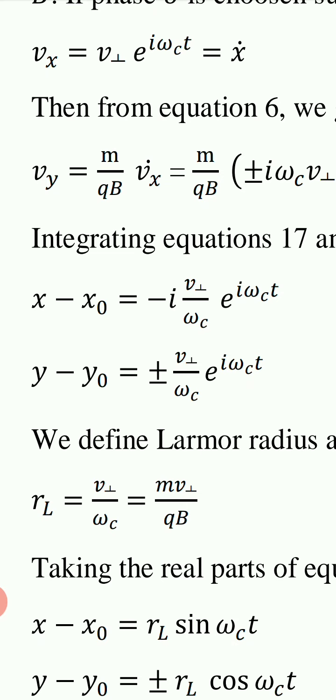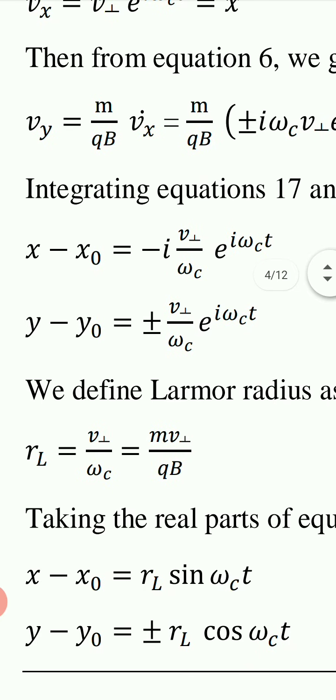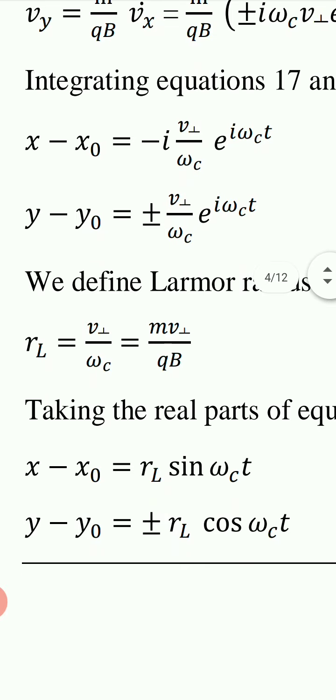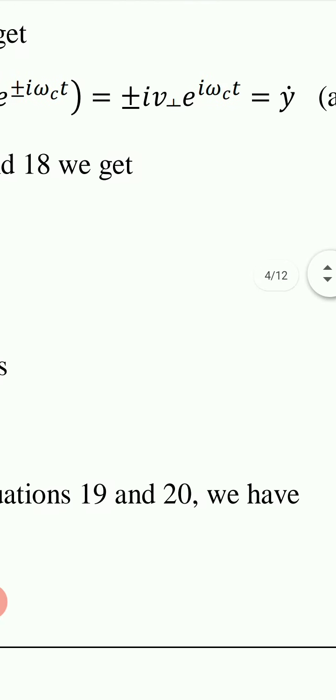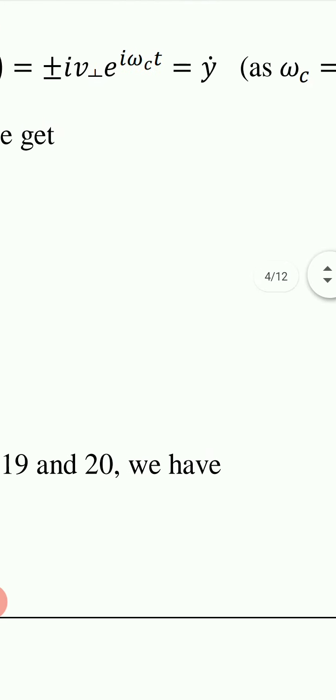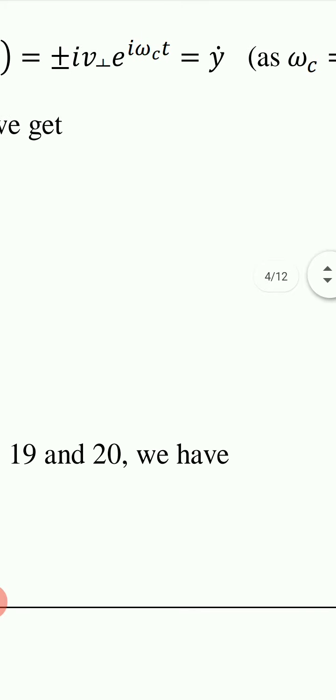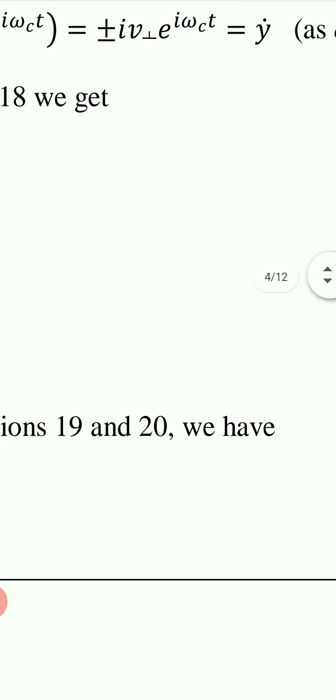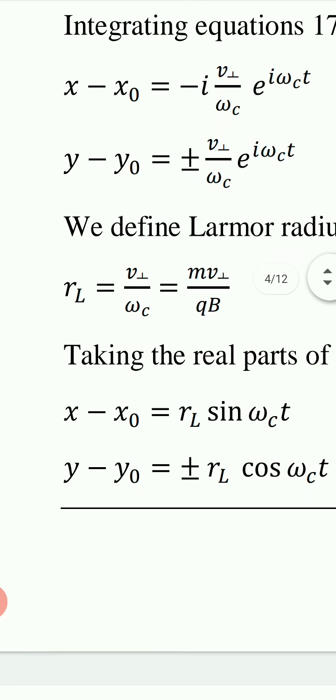And 1 upon i is equal to minus i. So we get x minus x0 equal to minus i v perpendicular upon omega c e to the power i omega c t. Similarly, for y, we have y minus y0 equal to plus minus v perpendicular upon omega c e to the power i omega c t. By integrating this equation for y dot is dy upon dt, we get the value of y minus y0.